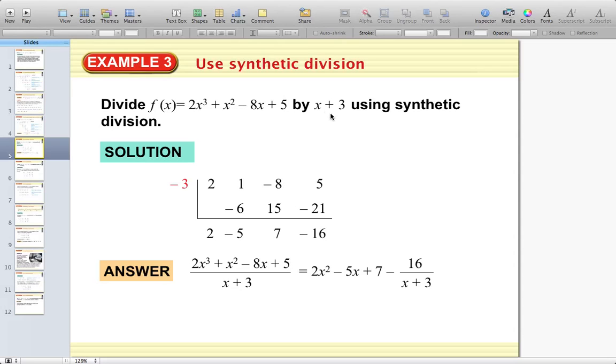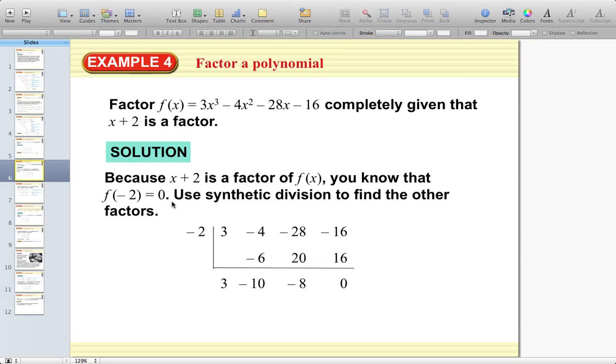Notice that we have x plus 3 here, but we put negative 3 here. Because the solution, if we're using synthetic substitution, that means the solution to x plus 3 equaling 0 is negative 3. So we want to use the opposite of whatever the constant is when we substitute it in. It gets easier with practice. Let's take a look at another example.